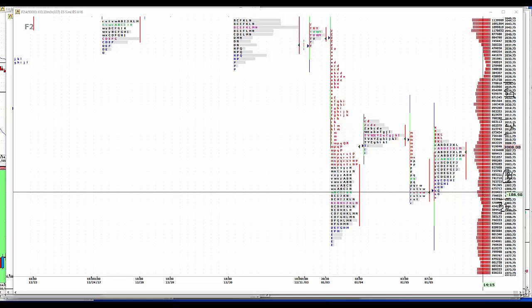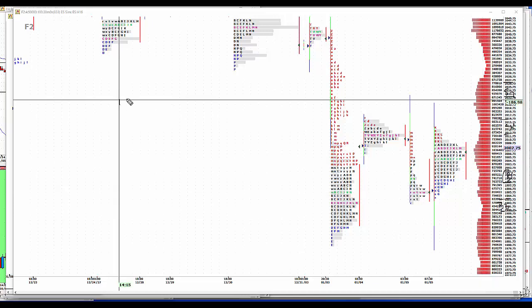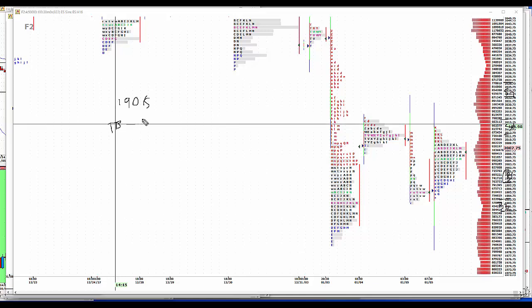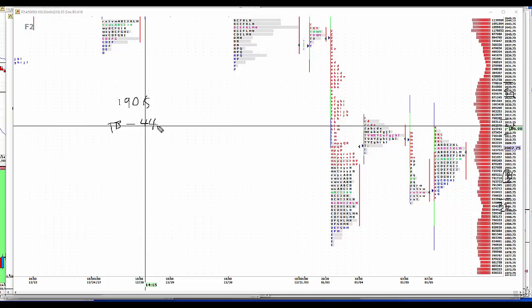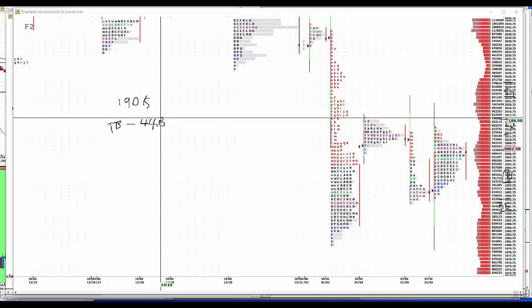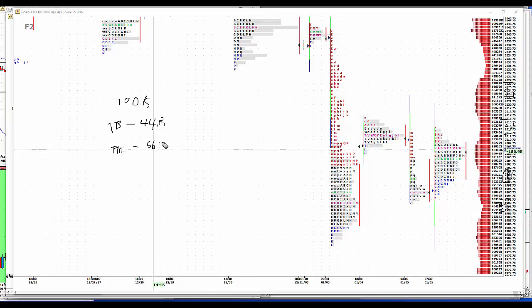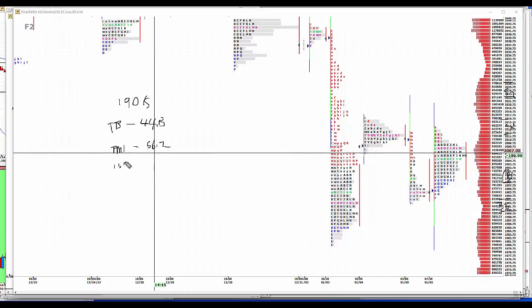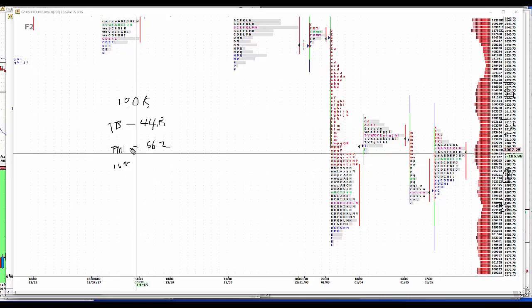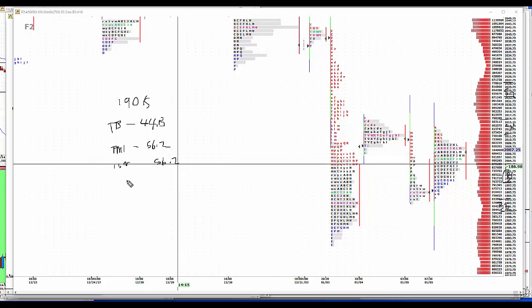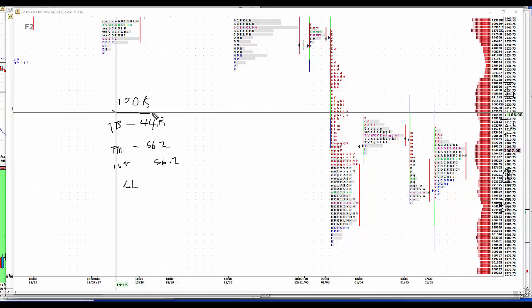Okay, tomorrow's ADP report. They're looking for a build of 190. That would support the Fed's idea that the economy is okay. Trade balance, minus 44. PMI services, don't know what that is. The old number was 56.2. ISM services is 56.2. Crude inventories, don't know yet. So the focus is going to be the ADP number.